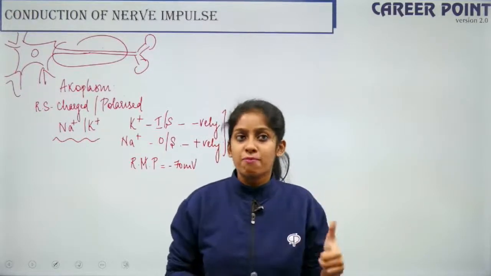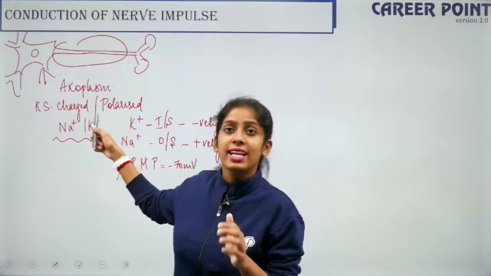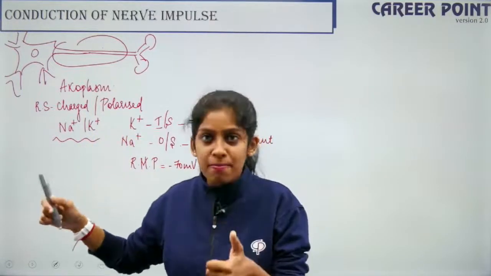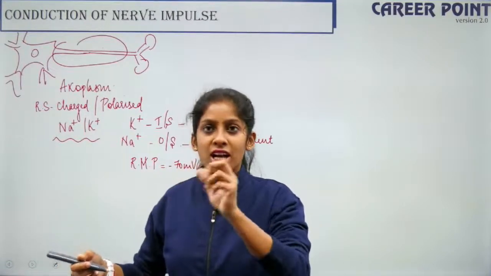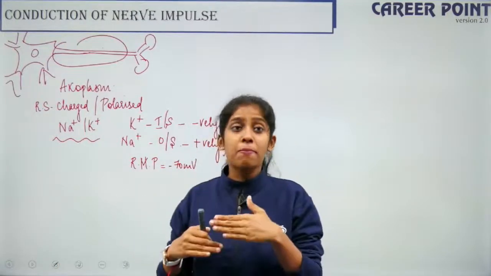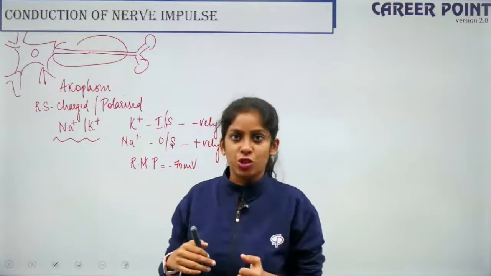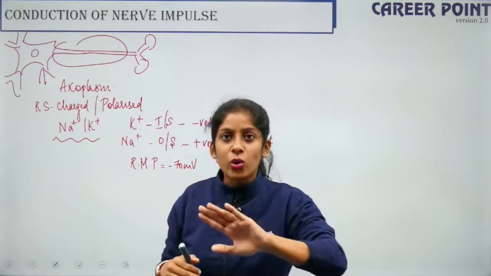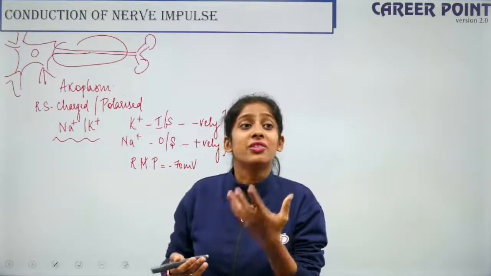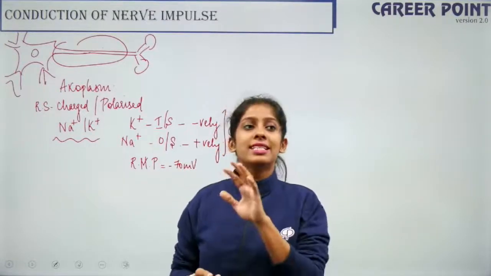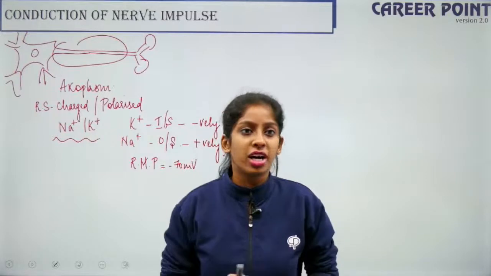So first I have the polarized state, the resting state. Then it is depolarized when a particular stimulus is applied. So when someone comes, I open the door, that is depolarization because the polarity changes. And after that I close the door, so it is going back to the resting state. I call that repolarization. So these are the three stages in the conduction of nerve impulse.